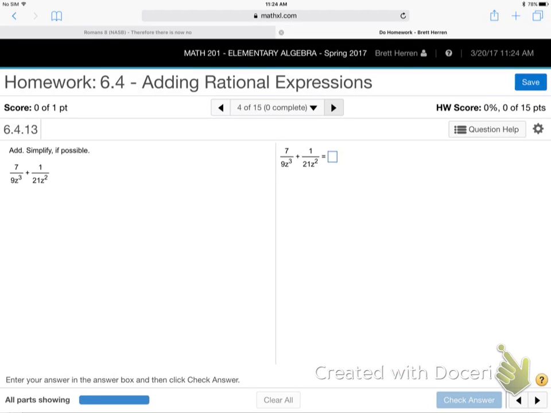So, here we go. 7 over 9. I'm going to make that x because my z's look like 2's. 1 over 21 x squared. Okay. So, we have to add those two.